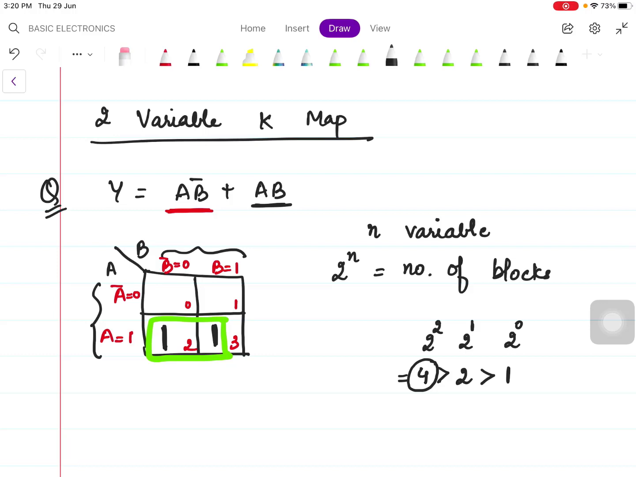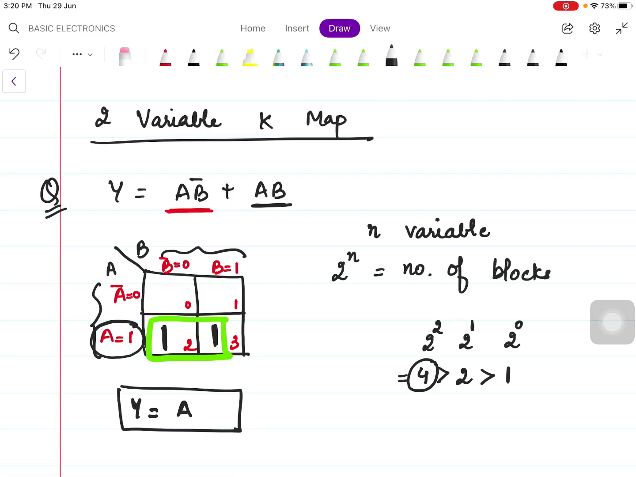What is the answer? First of all, look at the side of A. So A is equal to 1 is that particular portion in front of which the whole group is lying. Alright. So in the answer A will definitely come. And if we look into the part of B, B does not have any column which is common for both the ones. So therefore from the part of B nothing will come. So answer is only Y is equal to A. So this is how we solve the K-maps.